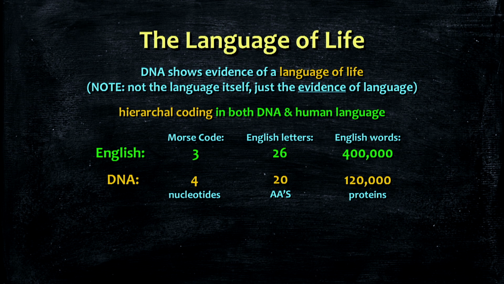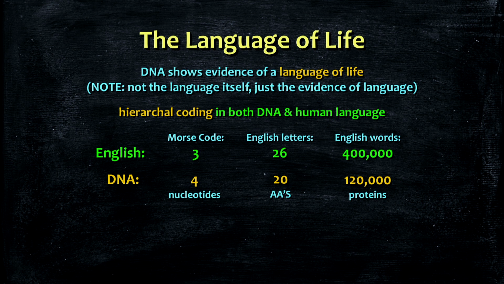The 26 letters themselves can be arranged in particular sequences to code for words. There's something in the order of 400,000 words in the English language. So we've got just 26 letters that can actually code for 400,000 words.